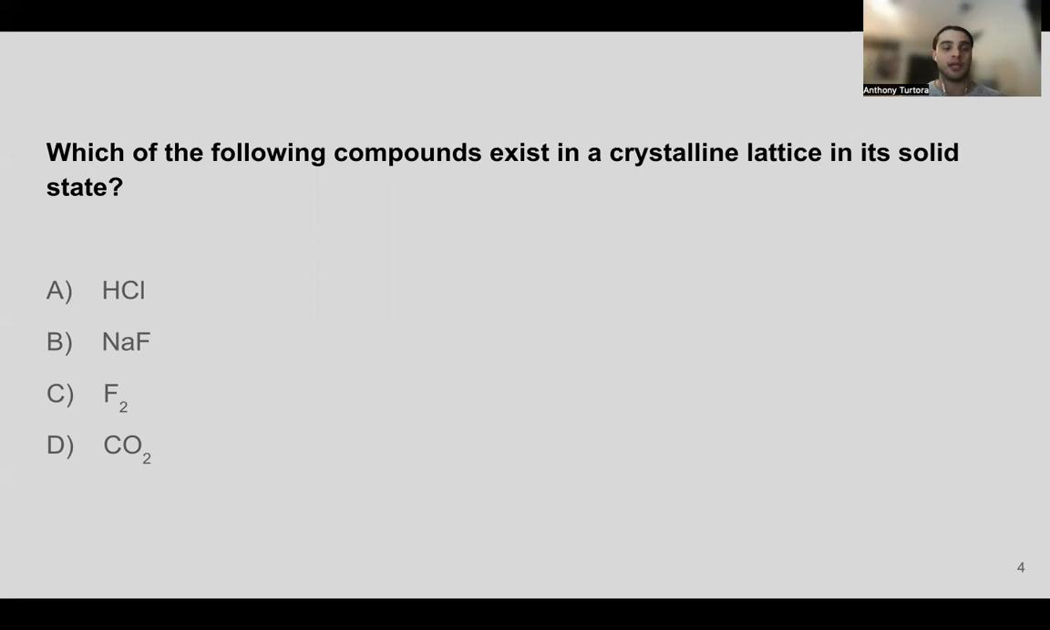So when I'm evaluating A here, I see that I have hydrogen and chlorine bonded together, and the electronegativity differences here aren't too great. Sodium and fluorine, the electronegativity differences here are pretty different, and I have sodium, which is a metal, and fluorine, which is a non-metal. F2 here, their electronegativity differences between F and F are going to be the same, and CO2 is also going to be pretty similar. Therefore, I know my answer is B.